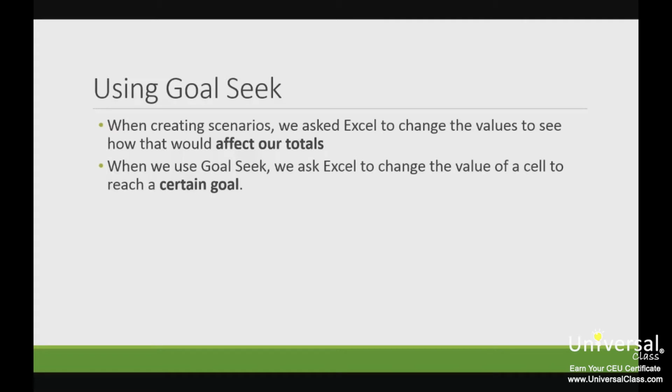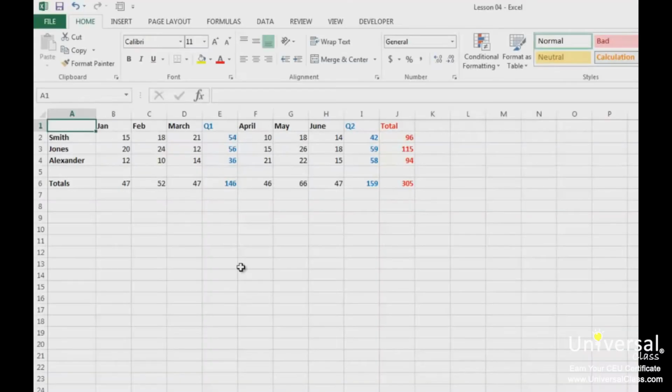When creating scenarios, we simply asked Excel to change the values in our worksheet to see how that would affect our numbers, or totals. When we use Goal Seek, we'll ask Excel to change the value of a cell in order to reach a certain goal. Once again, our worksheet is shown here. Using Goal Seek, we might ask Excel what value we would have to change in C4 in order to reach a grand total of 326 sales. Note that right now, our grand total is at 305.